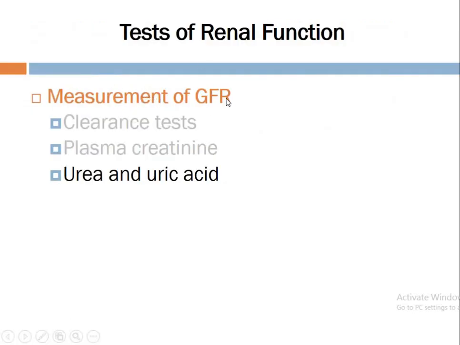Then, for measurement of GFR, the blood levels of urea and uric acid are also considered to be indicators of GFR. Although the levels of these will increase only when the GFR falls much below the normal levels, still the blood levels of urea and uric acid are considered as markers of GFR. So if there is an increase in the blood urea concentration or uric acid concentration, it is indicative that glomerular functioning is decreased.